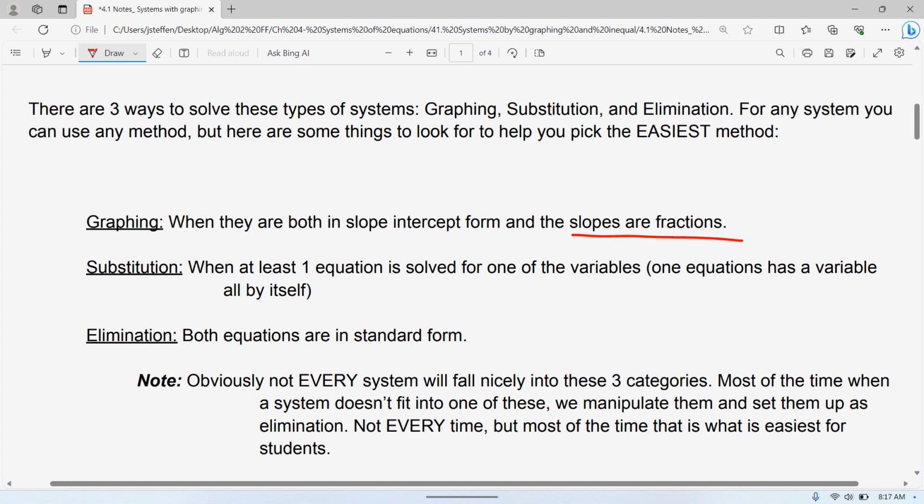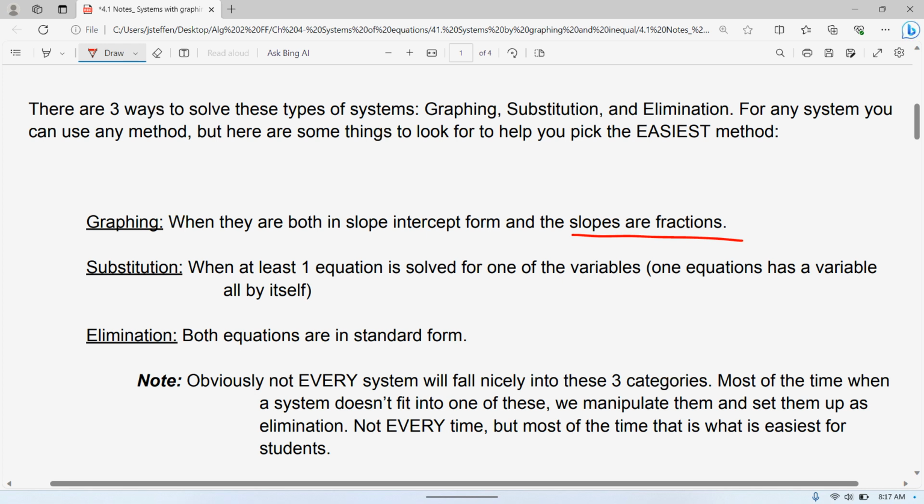I'd use elimination. So just a quick note, obviously not every system will fall nicely into these three categories. Most of the time when a system doesn't fit into these categories, we can manipulate them and set them up as elimination. Not every time, but most of the time that's what's easiest for students. So I just put a punchline that not all equations ever will fall into these three categories. So usually if they don't fall into one of those categories, I recommend putting them in standard form and using elimination.